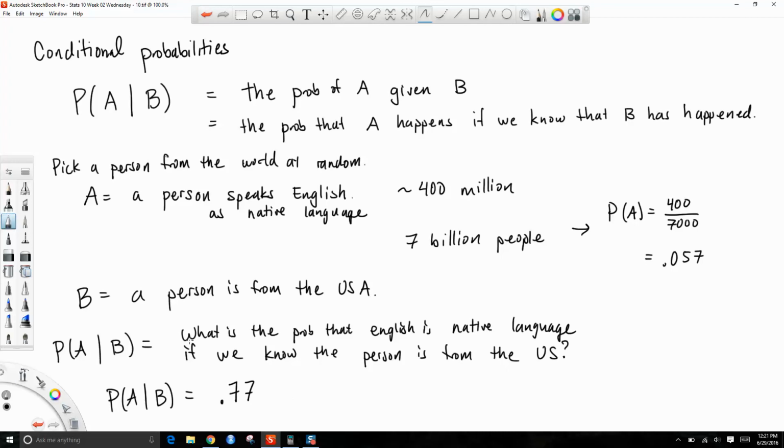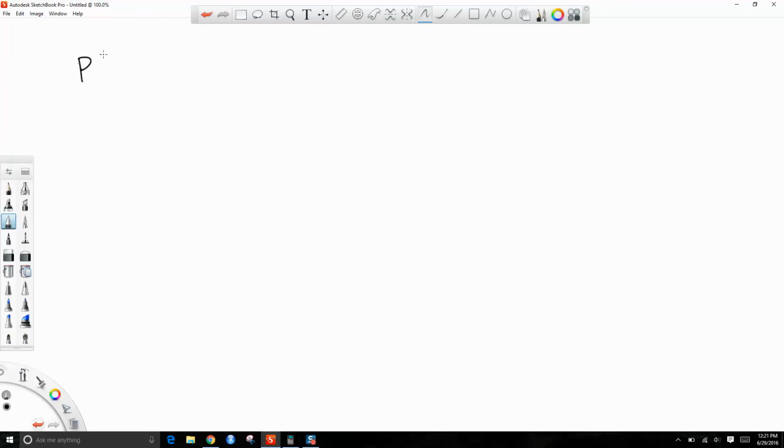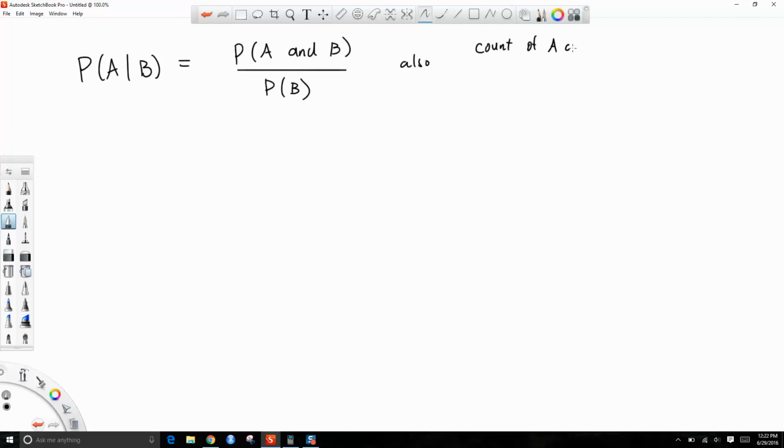Okay, so to calculate the probability of A given B, the probability of A given B is calculated as the probability of A and B divided by the probability of B. Or another way, if we have the actual counts, we can say the count of A and B divided by the total count of B.